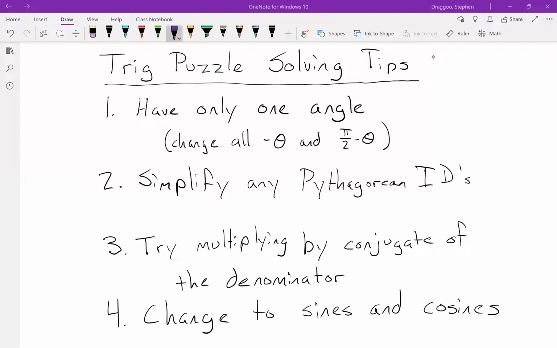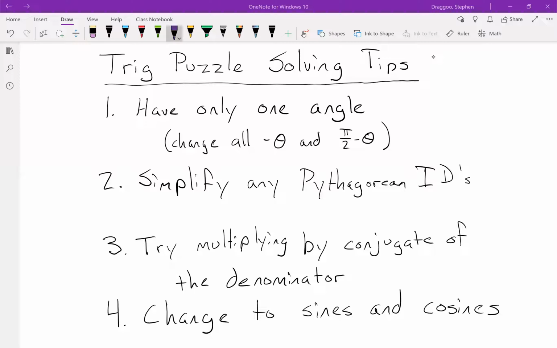Tip number 3, in the event that we have some sort of complex denominator, some denominator that has more than one term, so maybe it's like 1 minus cosine or cosecant minus cotangent. Oftentimes when we have an ugly looking denominator like that, multiplying top and bottom by the conjugate of that denominator will help simplify things.